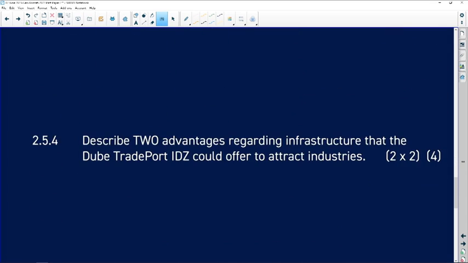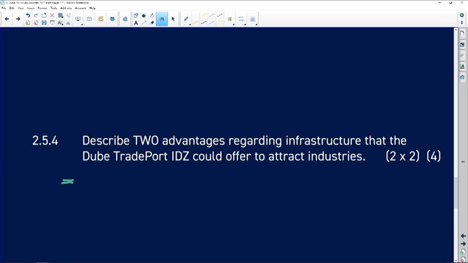Look at question 2.5.4. Describe two advantages regarding the infrastructure that the Dube Trade Port IDZ could offer to attract industries. So what that means, to attract industries, they want investors to come and invest, to come and open their own retail businesses over there, to come and do business with this development initiative, to grow this Dube Trade Port IDZ. And what they can do is to improve telecommunication networks.